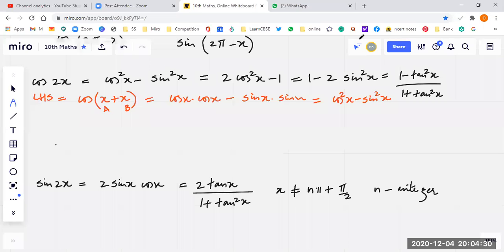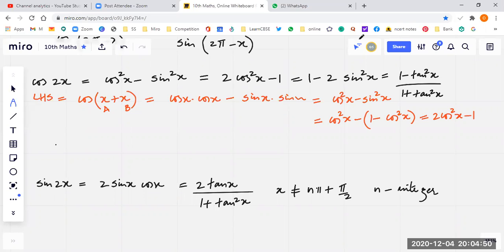Well, now we want to prove this one, 2 cos square x minus 1. So see that, students, this is equal to cos square x minus, what is sin square x? 1 minus cos square x, right? So minus minus becomes plus. This is 2 cos square x minus 1, right?